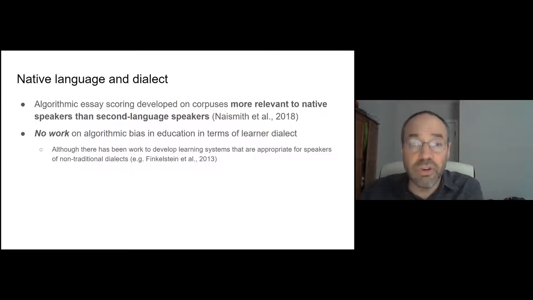And when Aaron and I looked through the literature, we couldn't find any work on algorithmic bias in education in terms of learner dialect. Now, Finkelstein and colleagues have built learning systems that are appropriate for speakers of non-traditional dialects, but that's very different from saying, do the algorithms used to make inferences work equally well? And in fact, I've had conversations in the not too distant past, even with developers of natural language processing systems for English, where they get fluent speakers of English from around the world to study their accents, but they don't get people from the United States or Great Britain with widely variant accents for this.